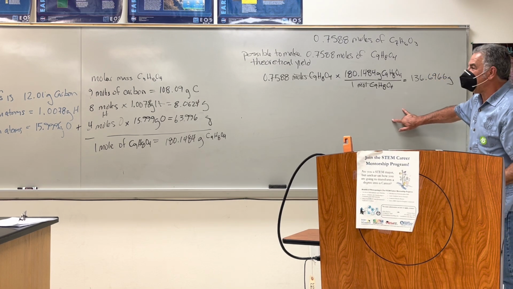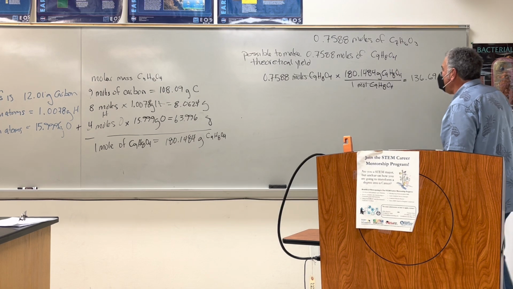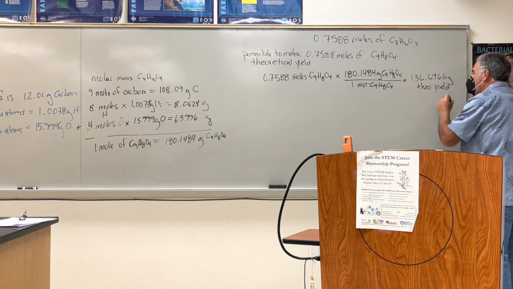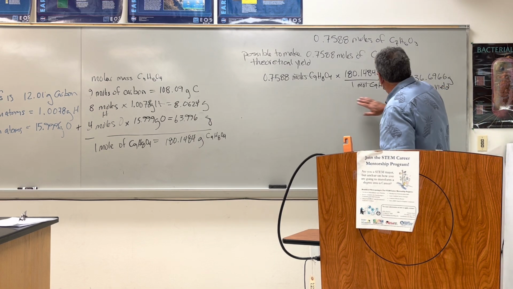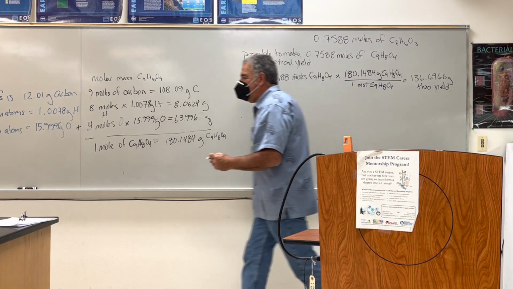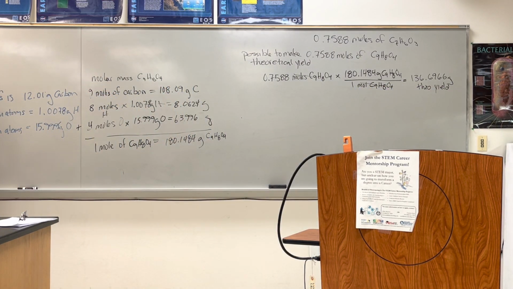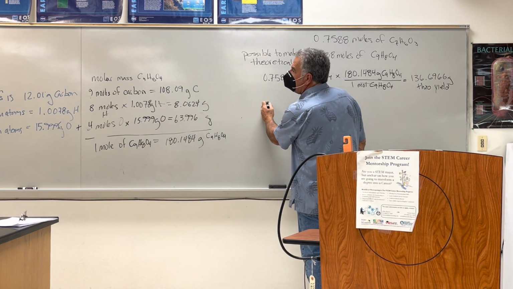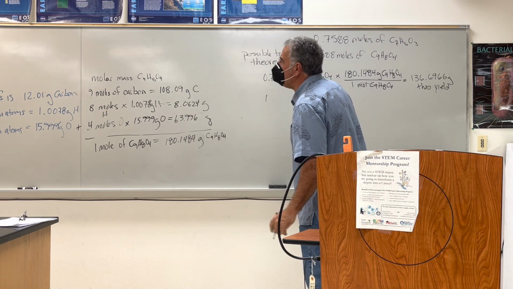Okay. So what we call this then is the, what is this still? Theoretical yield. All right? So we could make as many as 136.6966. But what did we make? 105.6. So this is called actual yield. So the actual yield, and let's put that down too. 105.6.